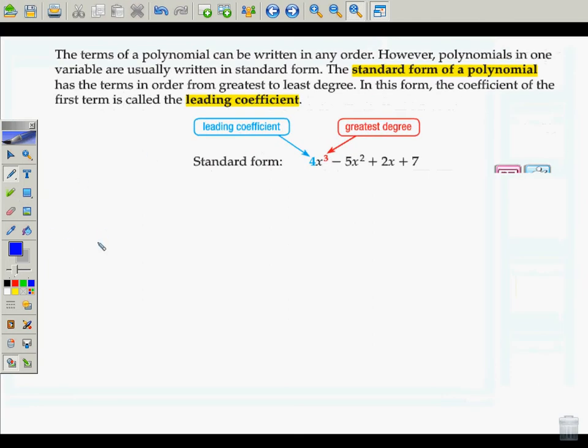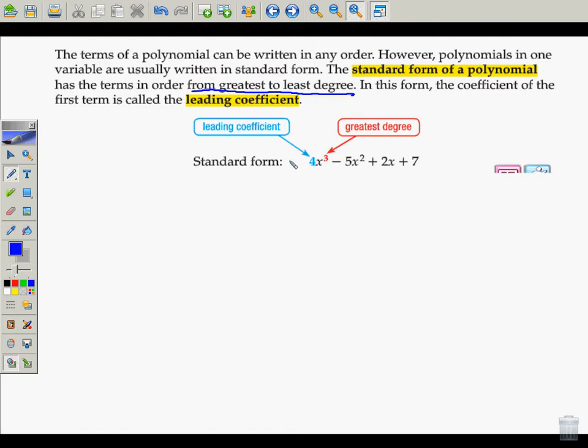So the next thing we're going to be talking about is the standard form of a polynomial, and you can write polynomials however you want. However, when we only have one variable, we usually write them in this standard form. The standard form of a polynomial has the terms in order from greatest to least degree. So we're going to go from our highest degree to our lowest degree.